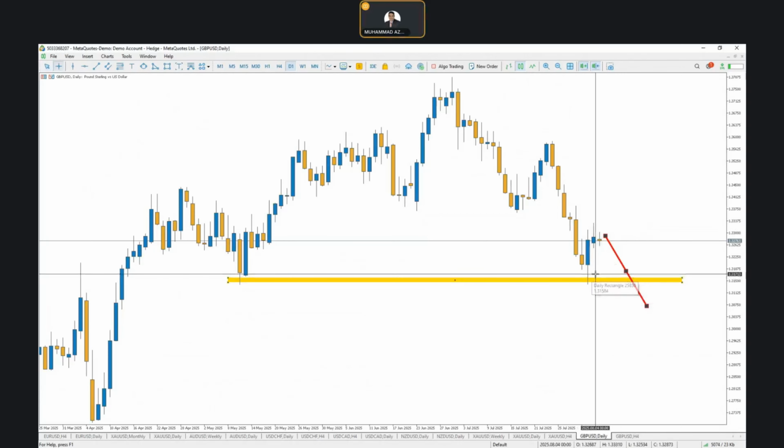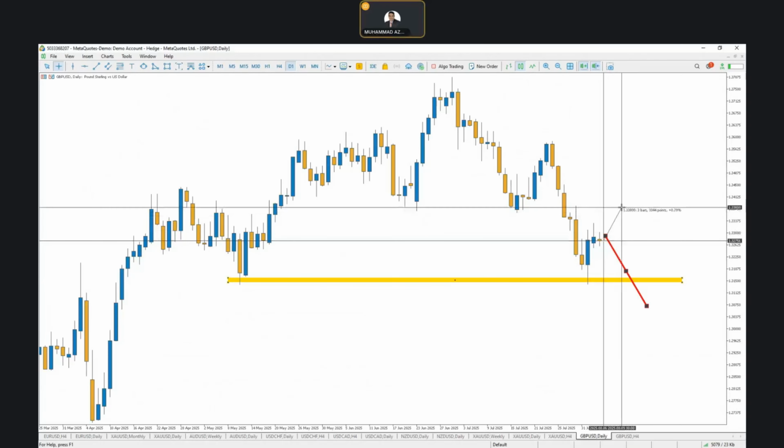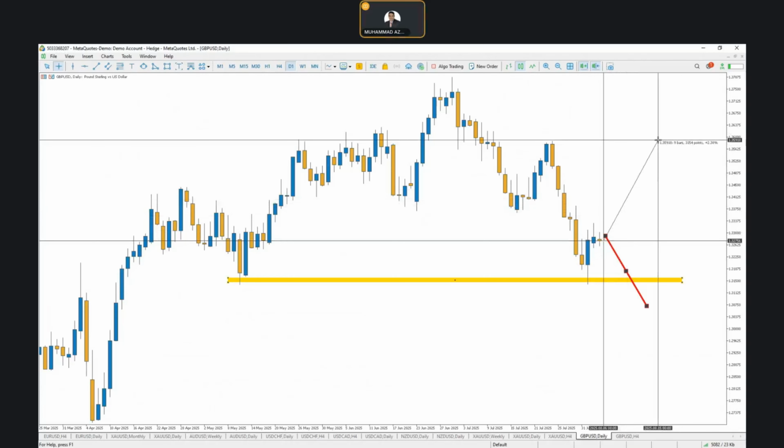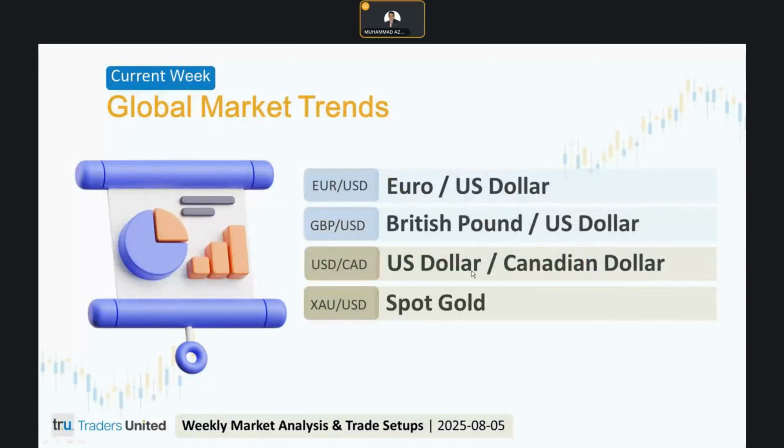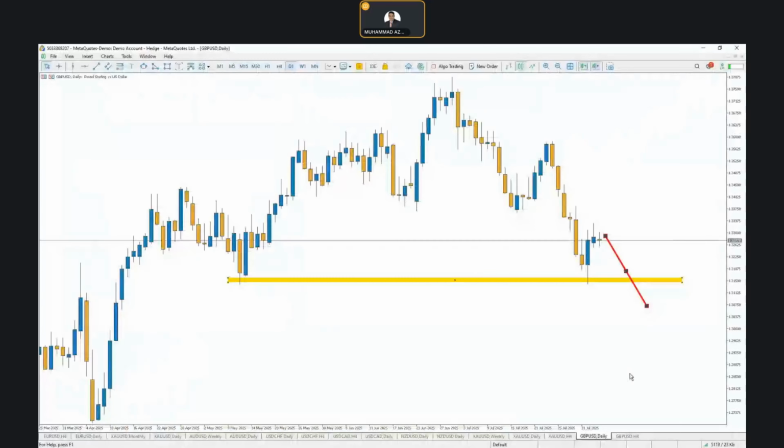However, if market is going to start the rise, then expect more upside. But the way I see, market is probably going to drop more over here in GBPUSD currency pair. Next one is the US dollar versus Canadian dollar, USD CAD currency pair.